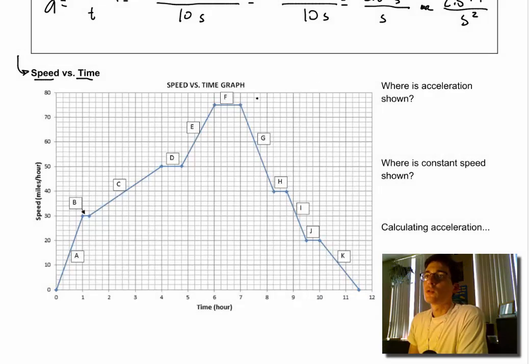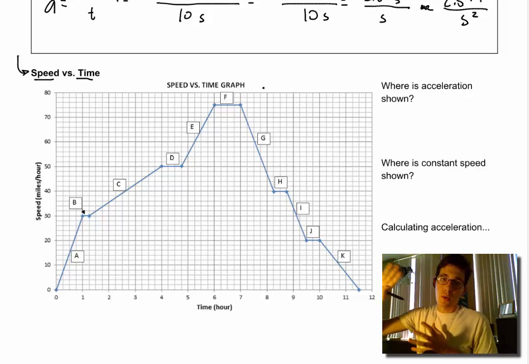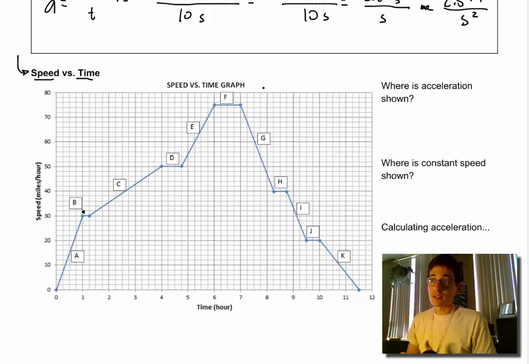Hey everybody, this is part 2 of the acceleration video, and I split this into 2 parts because I really wanted to focus on the equation and the theory behind it. In this one we're going to focus on how we represent this graphically. You need to be able to read these graphs, not so much draw them. And so we're going to talk about this graph.